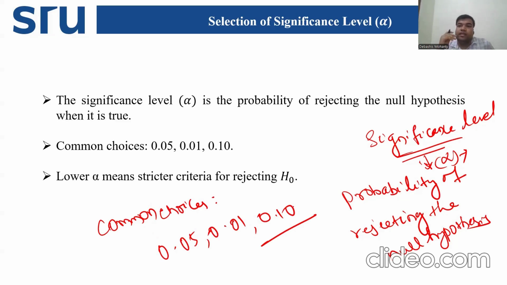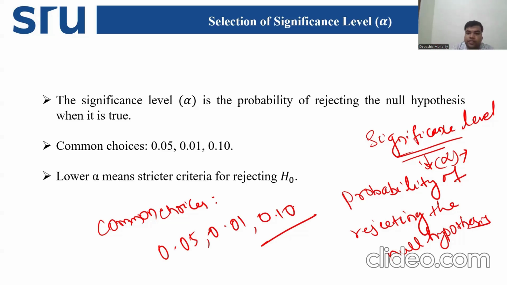Basically, in hypothesis testing in each problem, you can see this: either it is a 95% means 0.05 level of significance, 99 means 0.01, and 90% means 0.1. Based on this concept, the lower alpha means stricter criteria for rejecting the H naught, means null hypothesis. That is the most basic thing here.